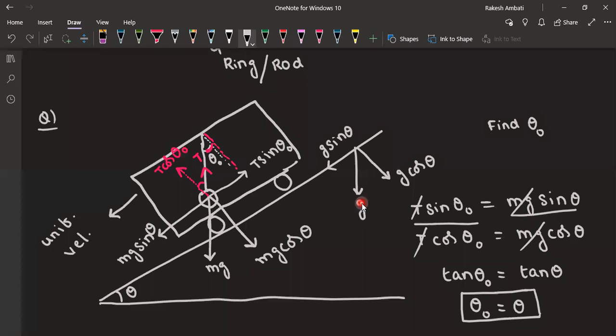Sir, this is possible only if it is moving with uniform velocity, no? Uniform velocity. Correct. Sir, after you resolved the tension force into components, could you please repeat once? So it is given uniform velocity. The car is moving with uniform velocity. That means what about the acceleration of this pendulum? Zero. If acceleration is zero, the forces will be balanced in all directions or not? Yes. So here, in this direction, T sin theta naught is balanced by mg sin theta. T cos theta naught is balanced by mg cos theta.